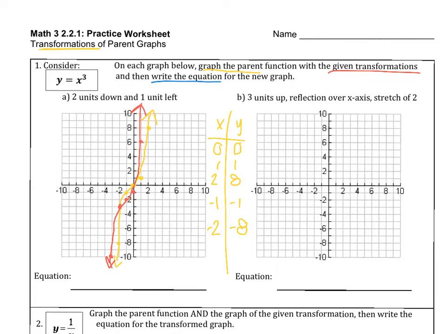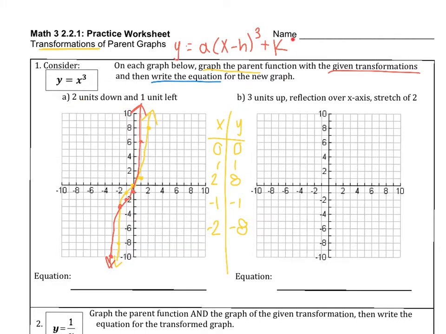So we saw on the cubic functions from class that the parent function, with the transformations, would be a times x minus h cubed plus k. Very similar to that of the parabola, but it's just x cubed now. So it's still the same. The h and k values are basically what's happening to every single point. So we went down 2 and left 1.